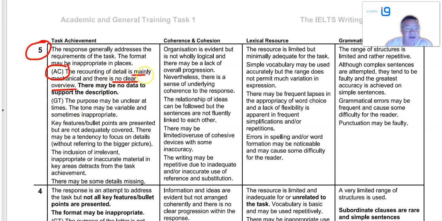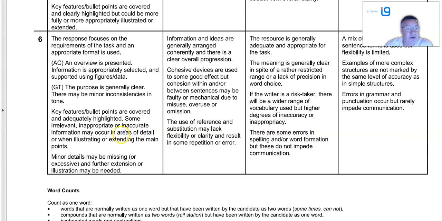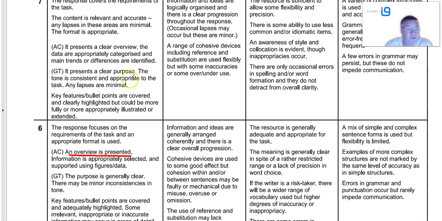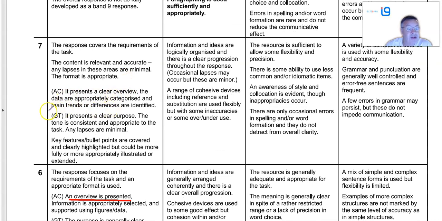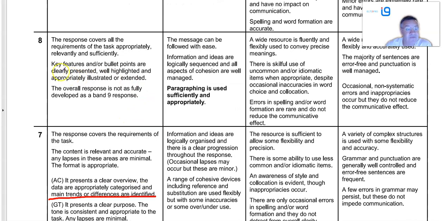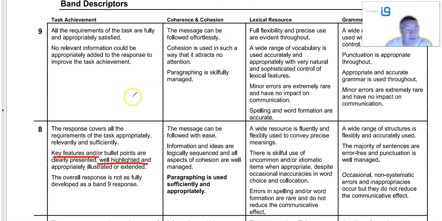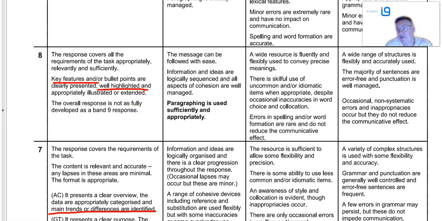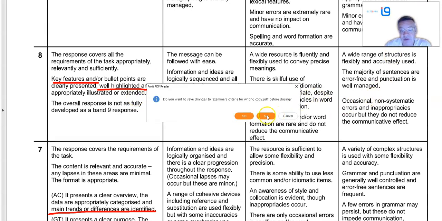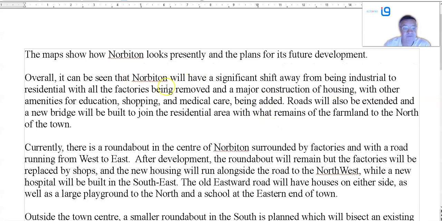If you simply mechanically recount all the detail and you don't give us an overview, that's what you get, 5. So you must have an overview. You must have one. You must have one. Main trends or differences must clearly be identified. Right? Key features clearly presented, highlighted. Okay? So that's why an overview is important. Get that out of the way. So you must have it.